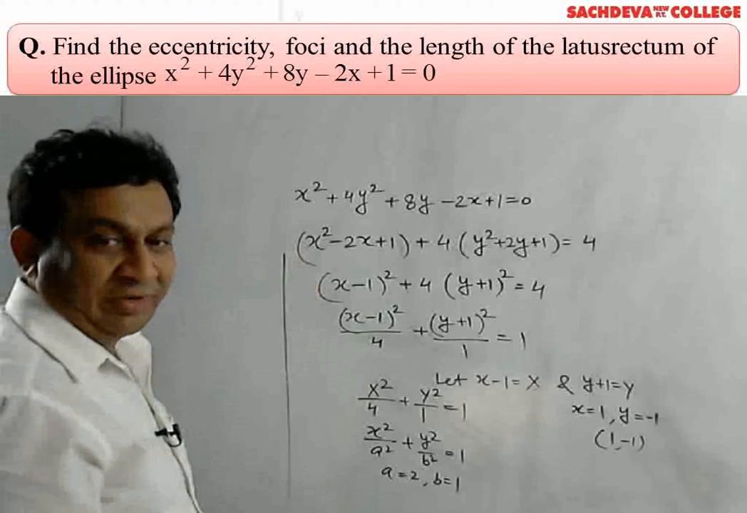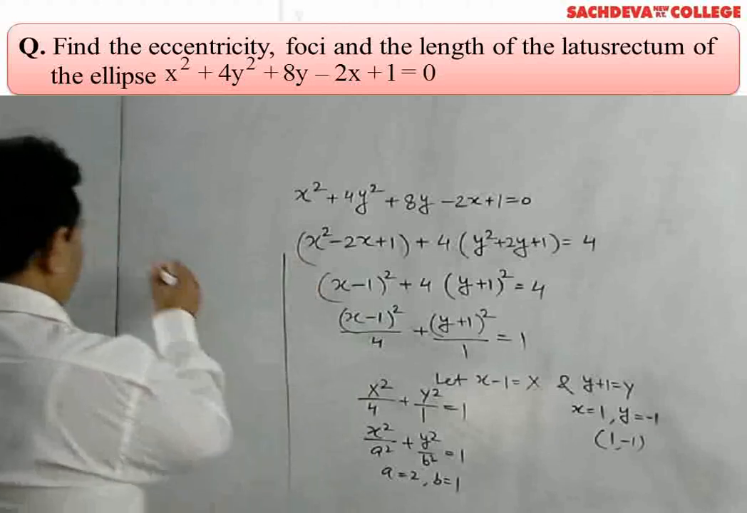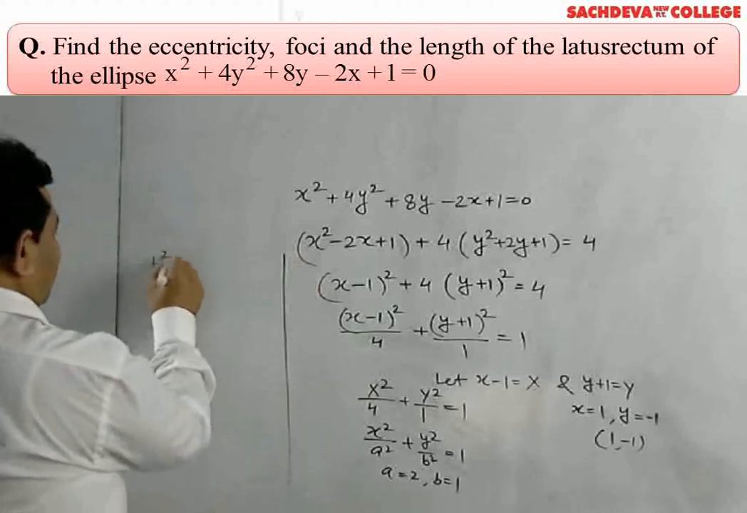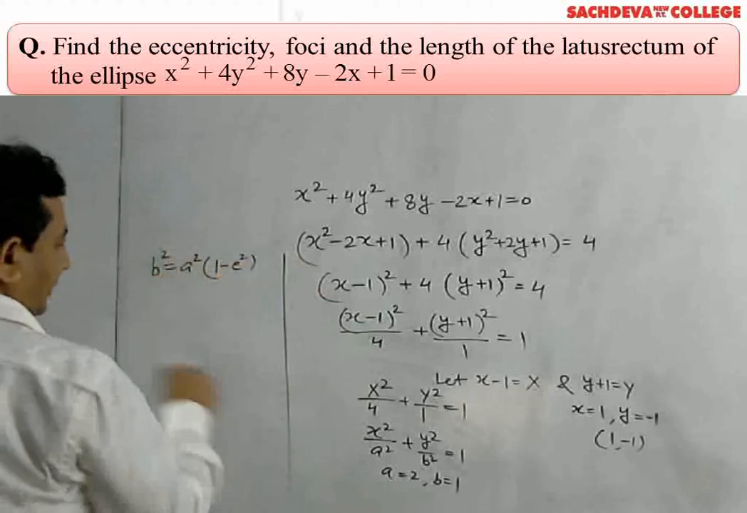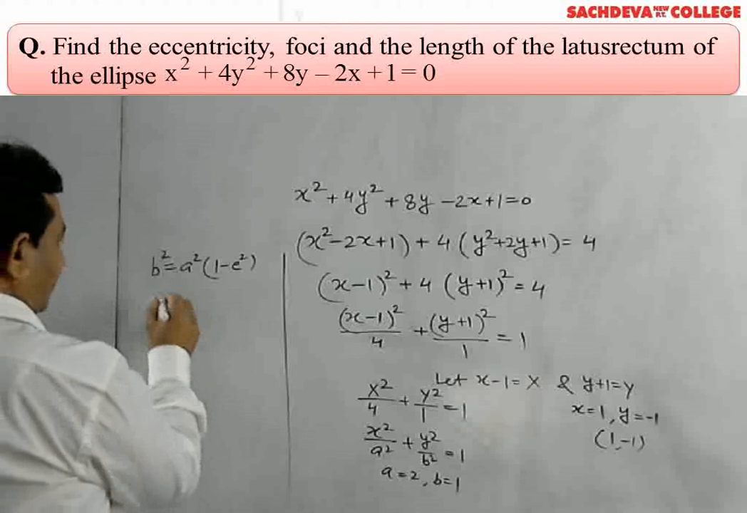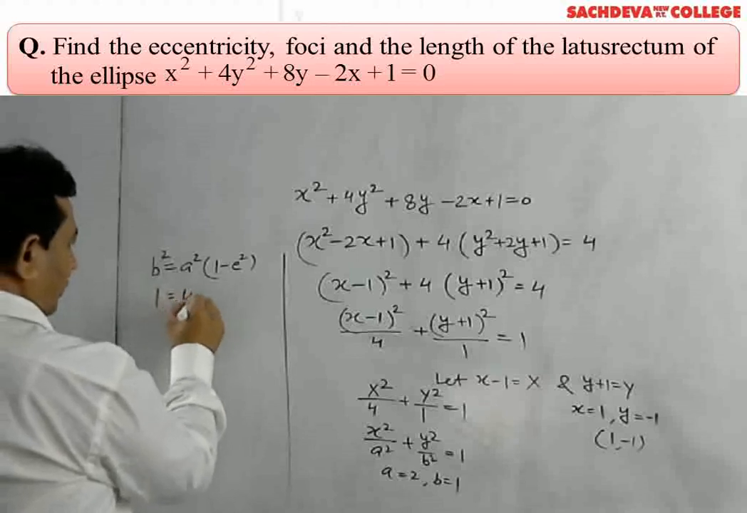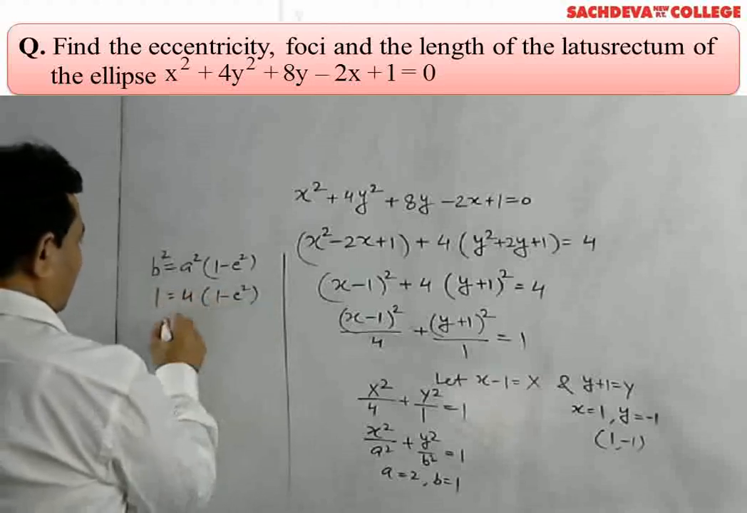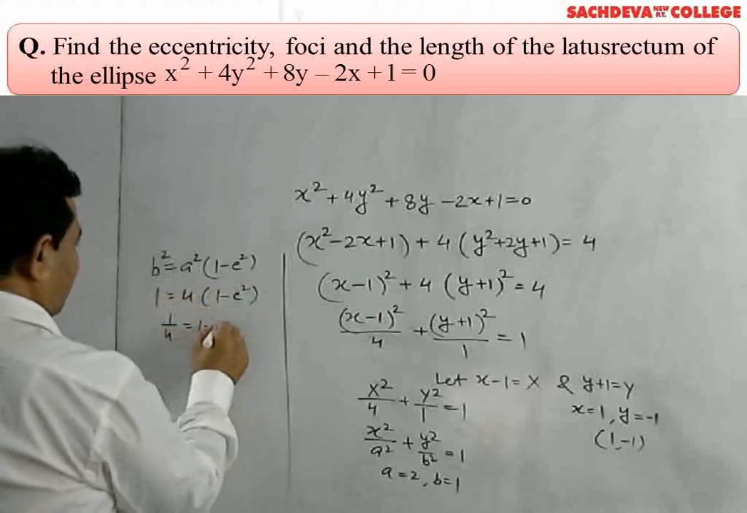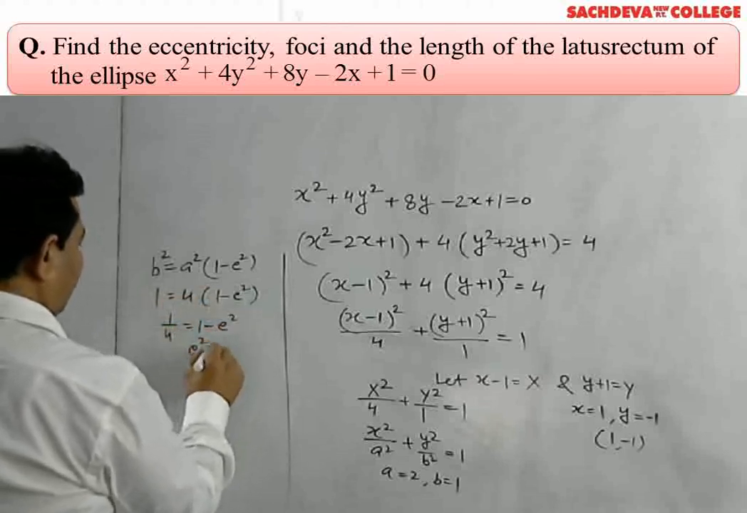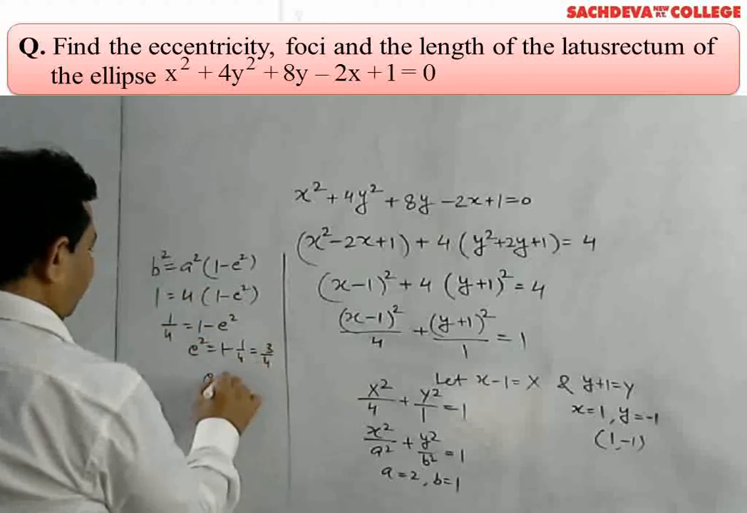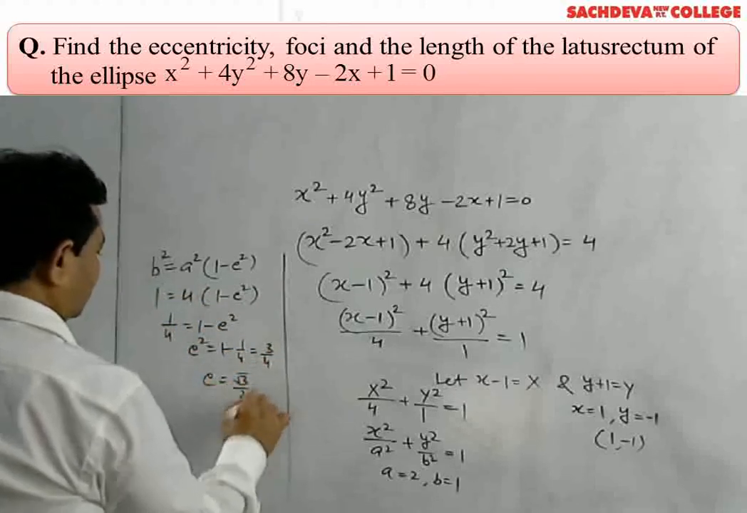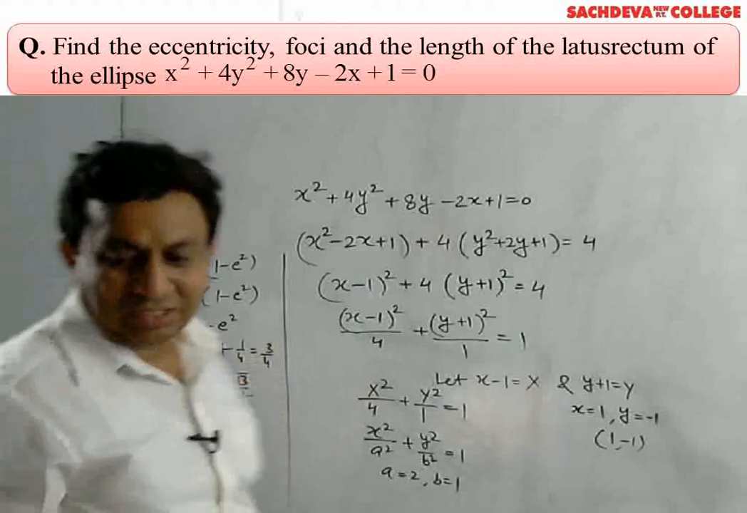So first we find the eccentricity. We know that b square is equal to a square into 1 minus e square. a is given here 2 and b is 1. It means 1 is equal to 4 into 1 minus e square, or 1 upon 4 is equal to 1 minus e square, or e square will be equal to 1 minus 1 upon 4 is equal to 3 by 4. It means e will be equal to root 3 by 2. So root 3 by 2 is the eccentricity of the ellipse.